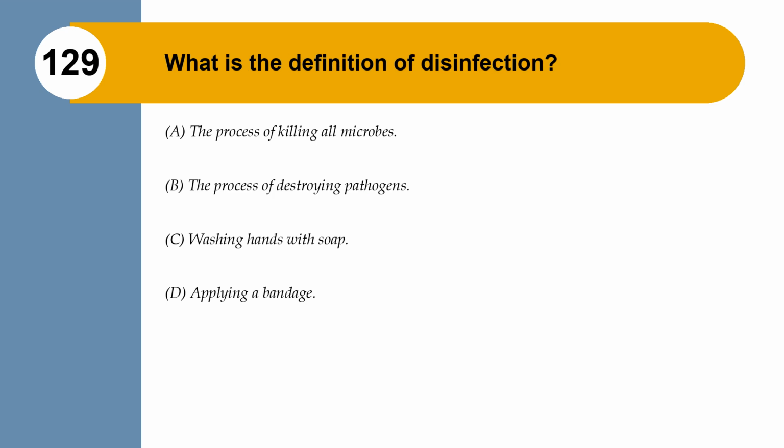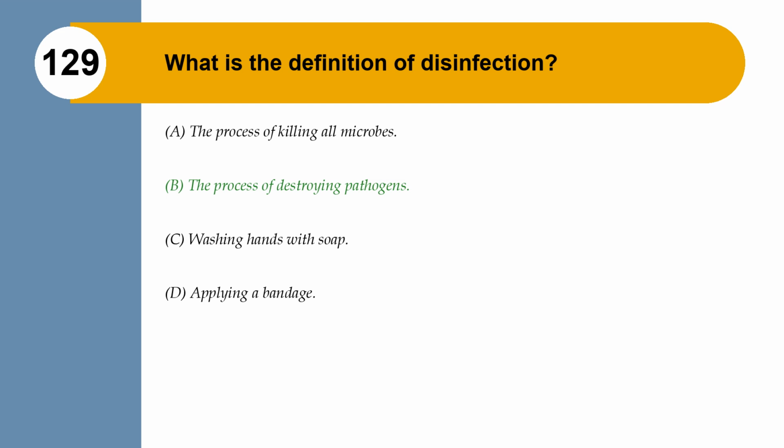Question 129. What is the definition of disinfection? Option A, the process of killing all microbes. Option B, the process of destroying pathogens. Option C, washing hands with soap. Option D, applying a bandage.